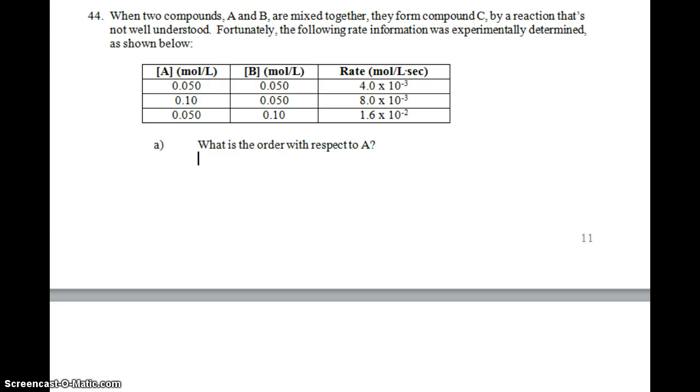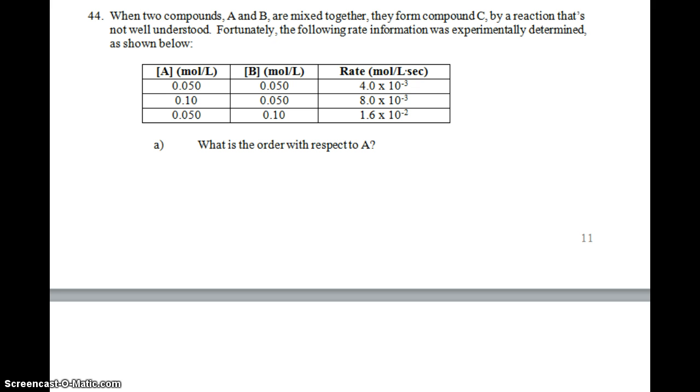So here in number 44, we have a rate law problem. The problem is about two reactants, A and B, being mixed together, forming compound C. And we are trying to figure out the order of the rate so that we can write the overall rate expression. This first part, we're figuring out the order with respect to reactant A.